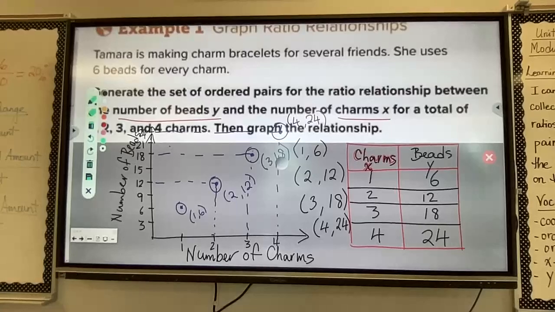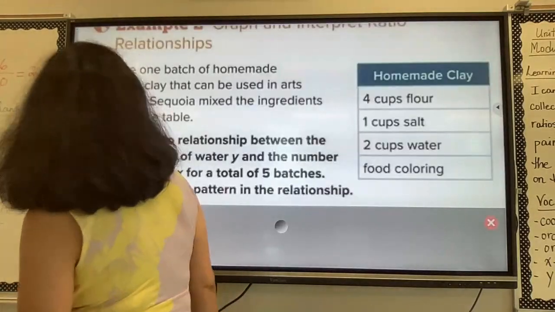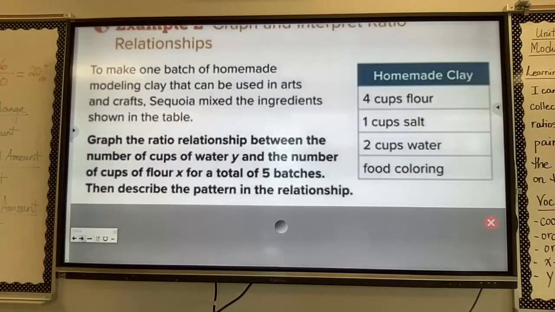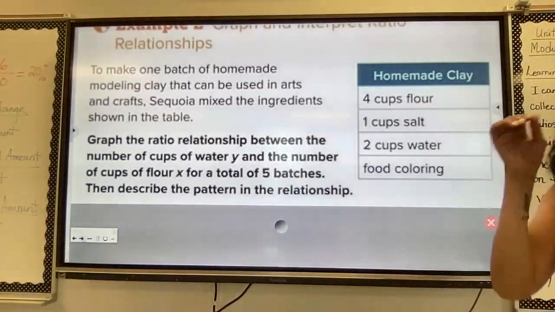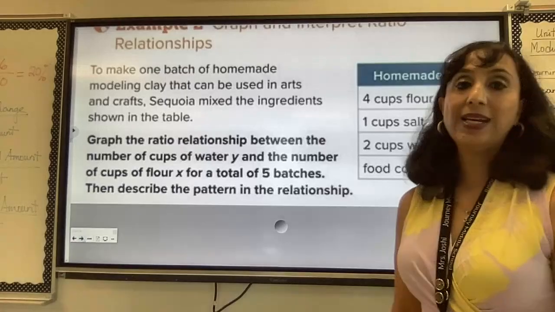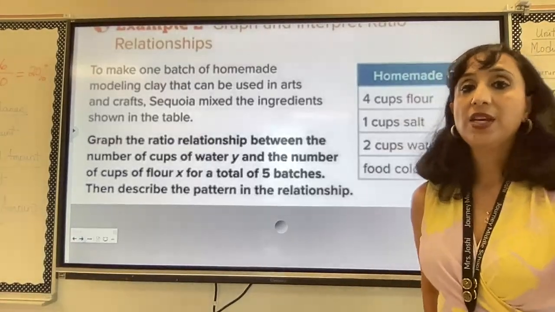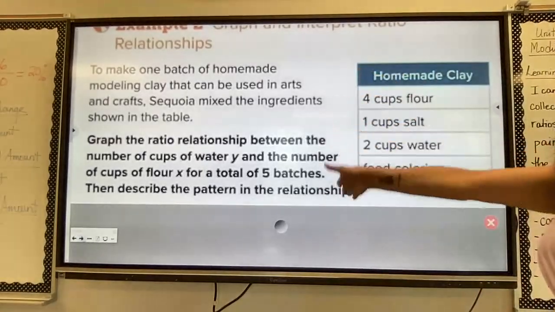All right. So let's do one more, and this is the last one that I'm going to show you as an example. Let's look at this. With this one, I'm just going to take you through the steps which have already been solved, but I still want to show this to you. To make one batch of homemade modeling clay that can be used in arts and crafts, Sequoia mixed the ingredients shown in the table. So this is what she's mixing in the table.